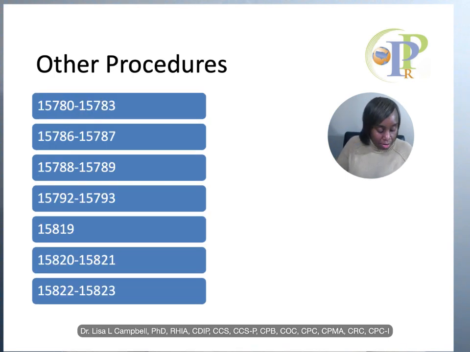All right, after that, on page 114, we have codes for what are known as other procedures. And some of the other procedures that you see there, paniculectomies. We also see grafts for facial nerve paralysis. Take some time to explore those codes.